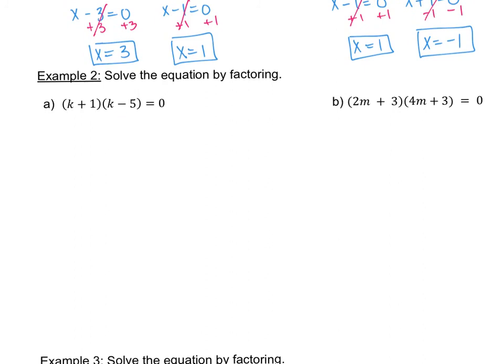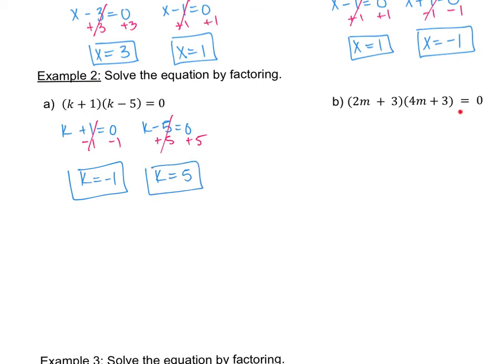So example 2, I made this even easier for you guys. What if it's already factored for you and you just have to solve for the equation? So everything's been factored, and we just have to get the variable by itself. So in our case, I just have to do basically step 3. I just have to set the factors equal to 0. If I were to do that, I would just subtract over the 1 for the first one, so x equals -1, and I would add 5 over to the other side, and so k is equal to +5.